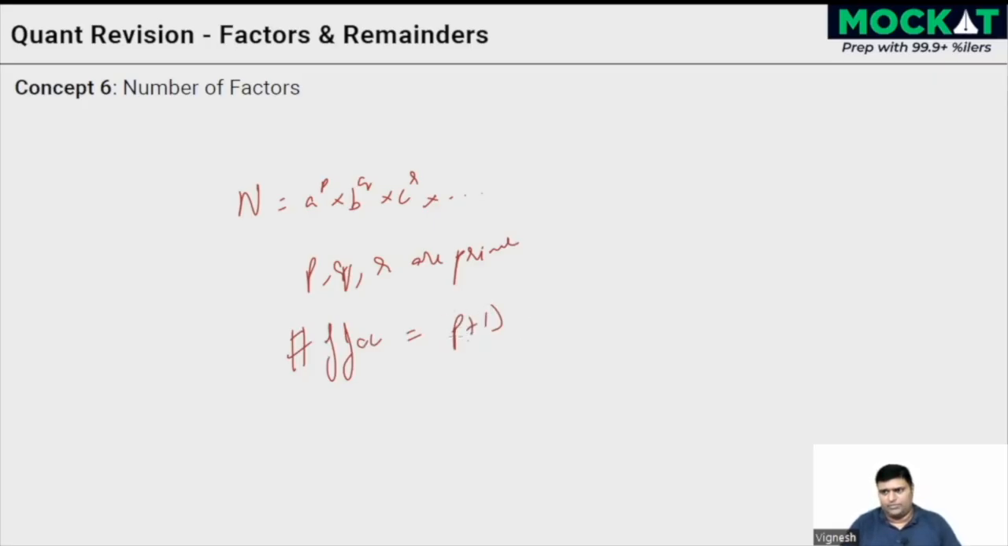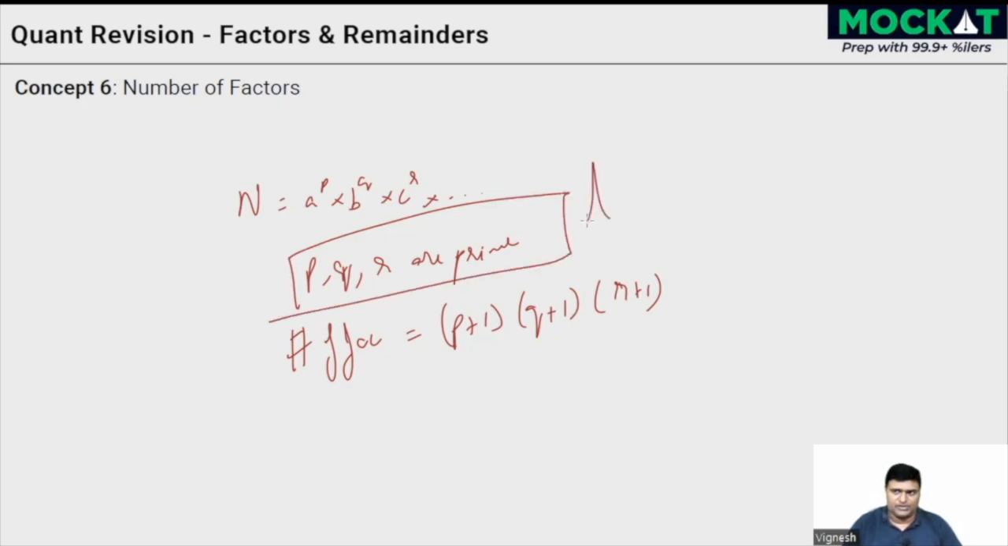Not going to get into the proof and the explanation of that. It's (p plus 1) into (q plus 1) into (r plus 1), right? All the powers plus 1. But you need to remember this. A lot of people miss out on this.